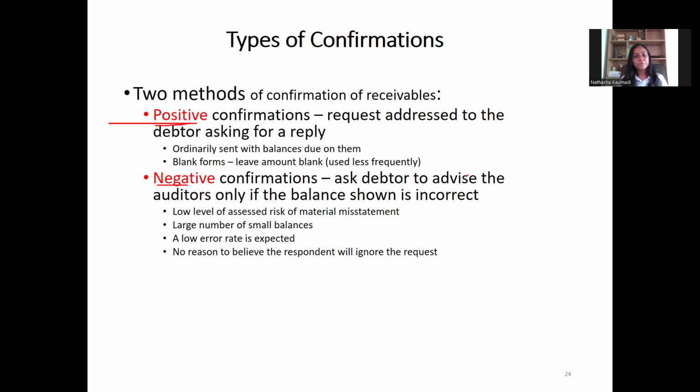Right. So what are negative confirmations then? Negative confirmation means ask debtor to advise the auditors only if the balance shown is incorrect.